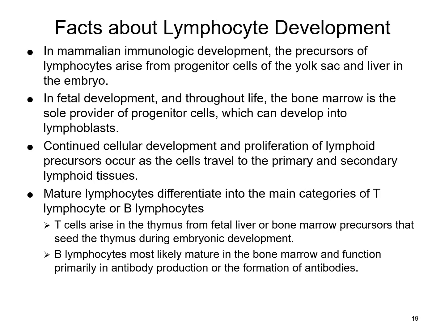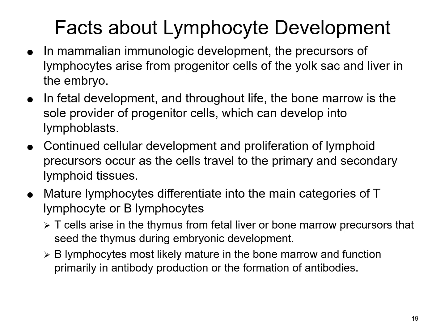Now again, immunological development for a mammal. The precursor of the lymphocyte arises from the progenitor cells within the yolk sac and the liver in the embryo. Then throughout fetal development and life, the bone marrow becomes the sole provider of those progenitor cells. From there, they develop into the lymphoblasts. Then there's continued cell development and proliferation of those lymphoid precursors as cells travel to the primary and secondary lymphoid tissue.